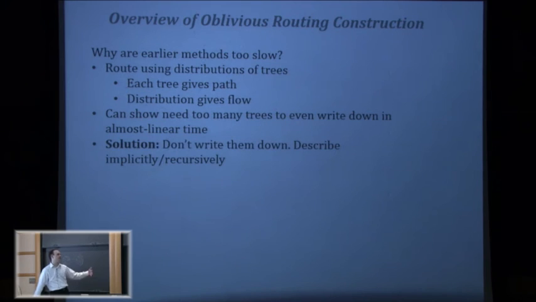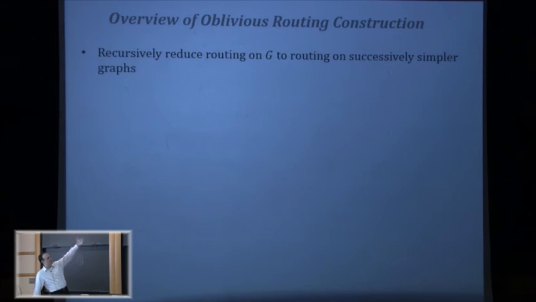And so the solution is kind of obvious in that setting, right? You don't write them down. And so what we're going to do is describe them implicitly and recursively. The way we're going to do that is by recursively reducing routing on one graph to routing on better and better graphs.